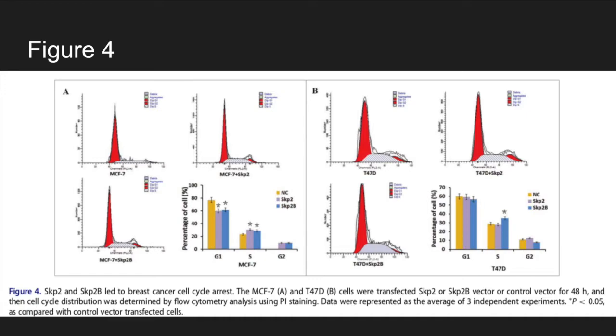SKP2 activity should be high in S phase, but overexpression in G0 and G1 phase could lead to disruption in cell proliferation. In Figure 4, they used flow cytometry analysis to find that overexpression of SKP2 and SKP2B lead to cell cycle arrest in S phase and uncontrolled progression of the cell cycle.